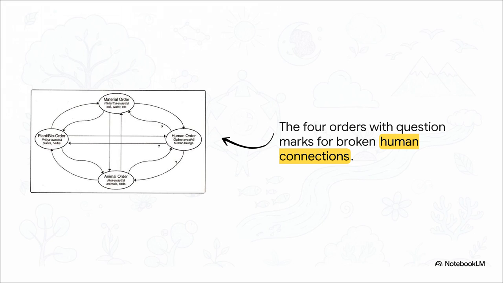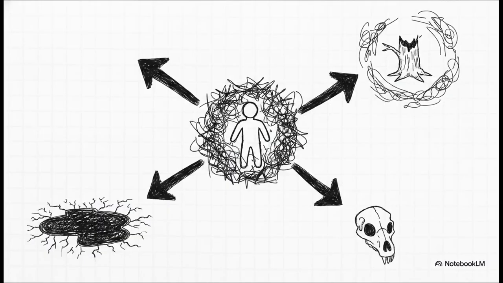The source material highlights this glaring disconnect. We rely completely on the material order for minerals, the pranic order for food, and the animal order for labor and resources. We take from all three. But what exactly are we giving in return? According to our sources, right now, our impact is essentially a destructive footprint.